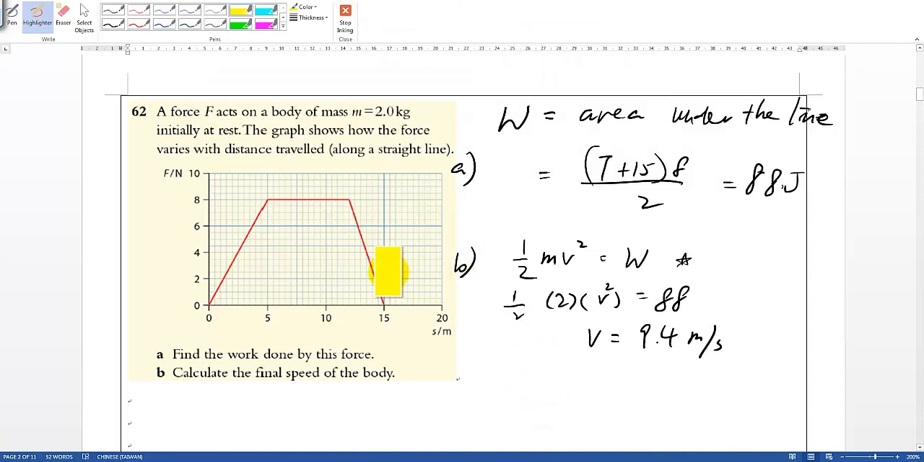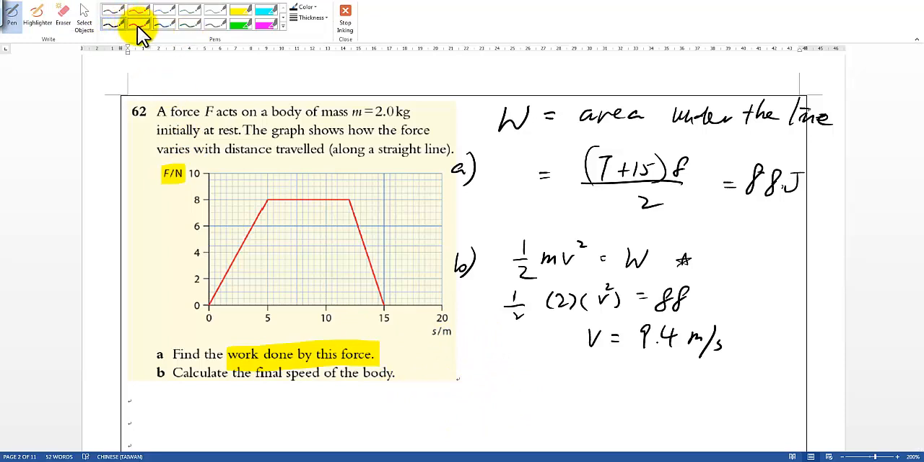Alright, the first question is asking you to find the work done by this force. It said there's a force which is not constant. You can see from the graph, it's changing somehow, it's increasing, constant, and decreasing, with different values. So there's no way you can apply the equation work done equals Fs, because without integration, the force has to be constant. So in this case you cannot use this equation.